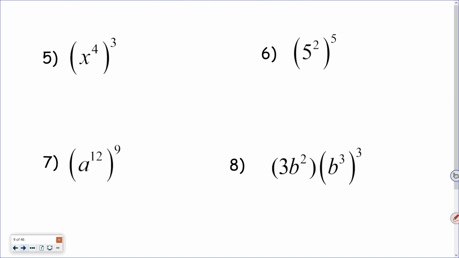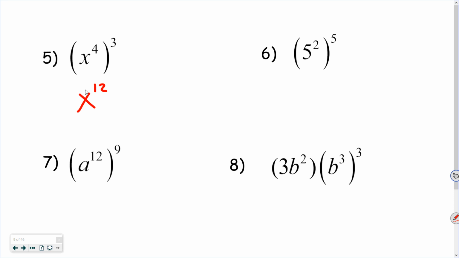Here are some examples. Number 3, I got x to the 4th to the 3rd. So the base just stays the same, and we call this a power to a power. I have x to the 4th to the 3rd, a power raised to another power. The rule is we multiply them. That's our shortcut. You guys pause it, do 6 and 7, and then we'll do 8 together.